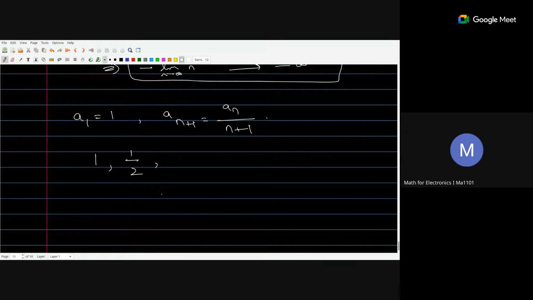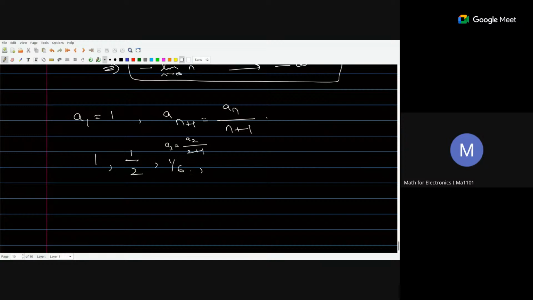What will happen to the third term? A3 is A2 by 3. Not 2 by 3, it is A2 by 3. What is A2? It is half. So that will give you half by 3, which is 1 by 6.